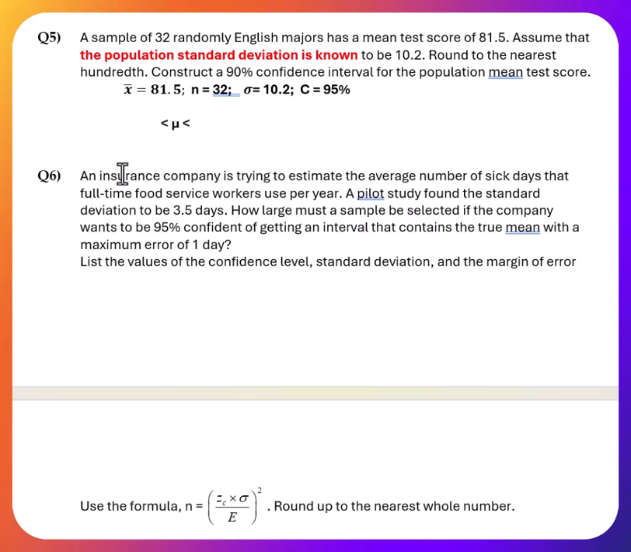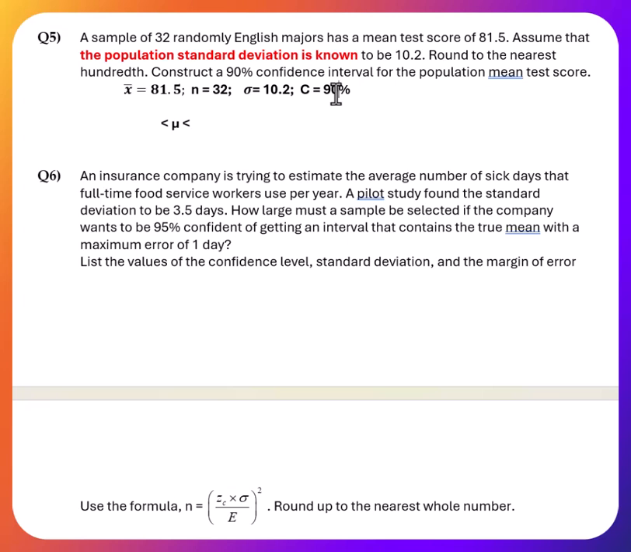Once he gives you the population standard deviation, you cannot use the t distribution. You must use the z distribution, which is z stats. Round to the nearest hundredth, construct a 90% confidence interval. That should be a 90 here. 90% confidence interval for the population mean test scores.